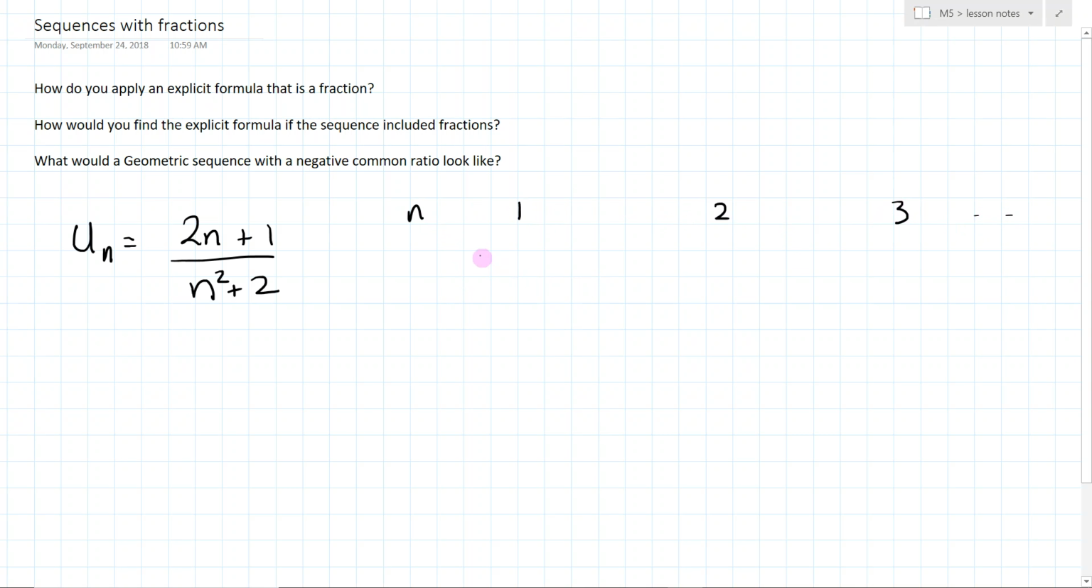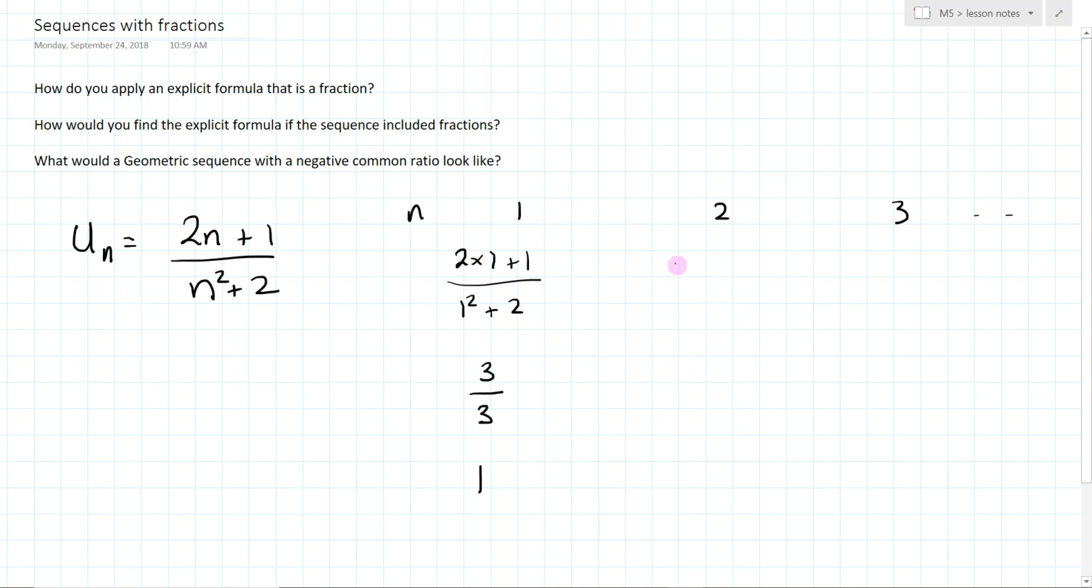Go on then. So you do 2 times 1 plus 1 over 1 squared plus 2. And that would just be 3 over 3, which is 1. Okay? It's quite a nice one to say that is 1. That's an important thing, actually, because the first term is 1.